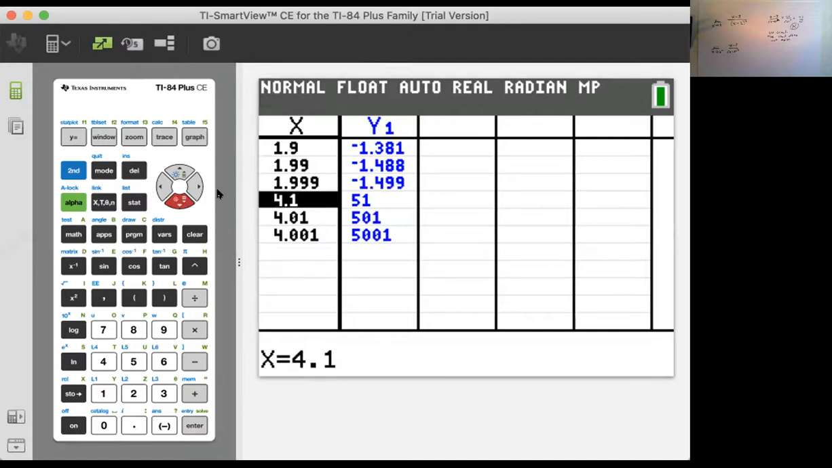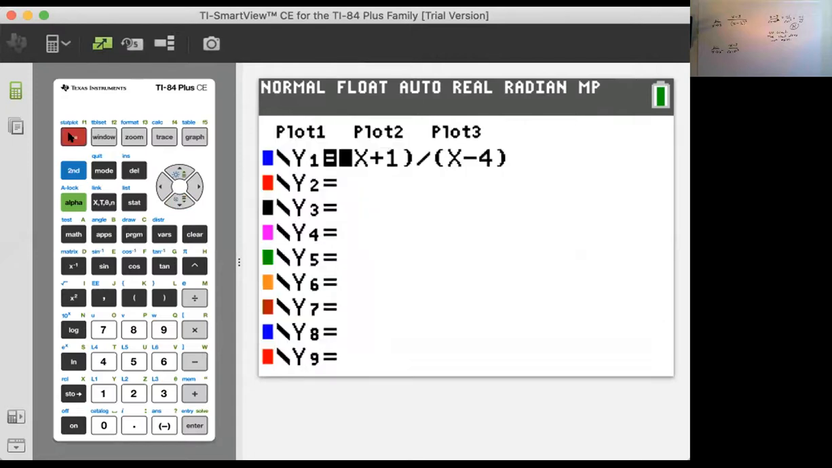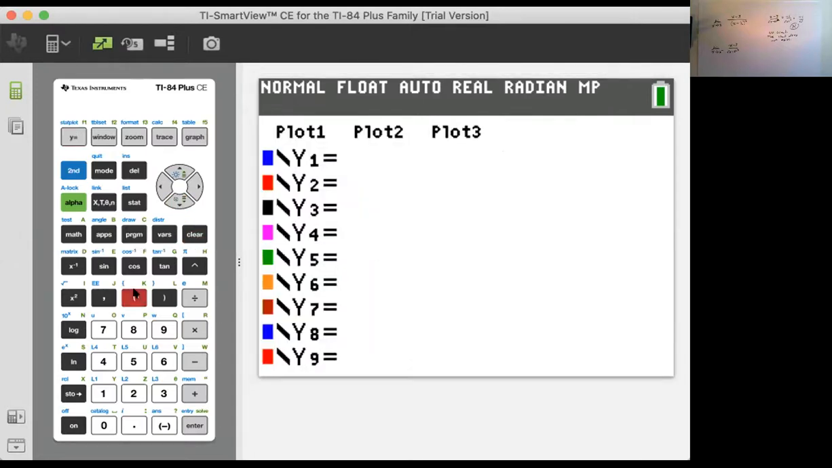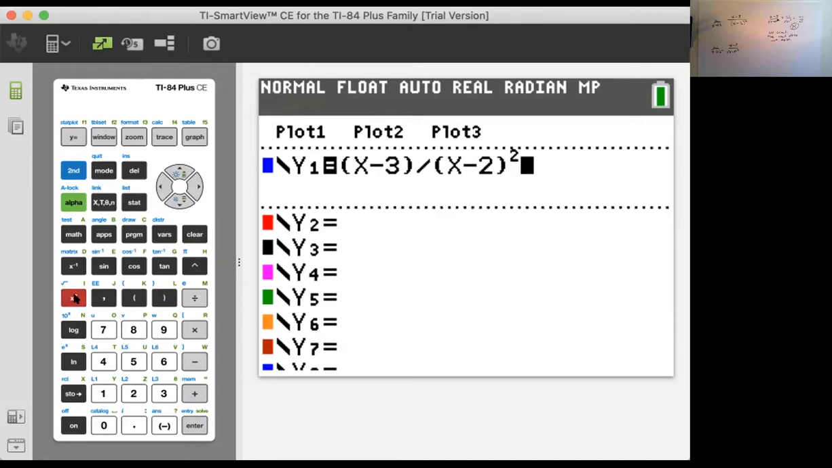Oh, of course, I forgot to change the original question. That's important. Let's go ahead and change the original question. Upstairs, x minus 3 divided by x minus 2 squared. And now I can go back, look at my table.